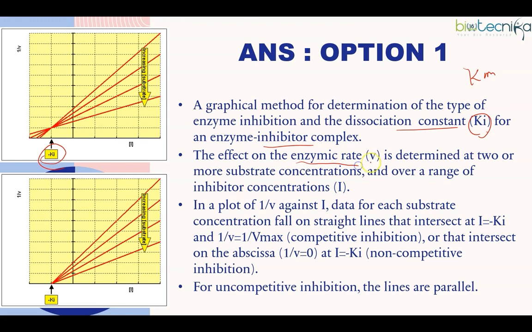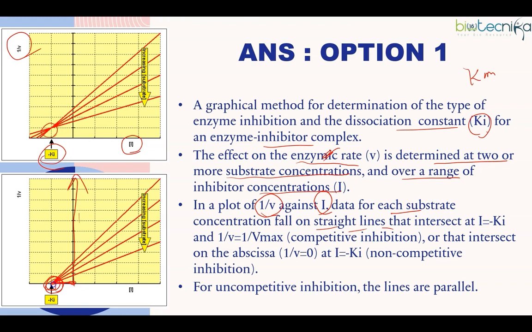Now the effect on the enzymatic rate is determined at 2 or more substrate concentrations and over a range of inhibitor concentrations. So basically, if you take a plot of 1 by V against I, that is concentration of inhibitor, that is what gives you a Dixon plot. Data for each substrate concentration will fall in a straight line. It's a straight line only. If it is competitive inhibition, then they will intersect at I equal to minus Ki and 1 by V equal to 1 by V max. And if it is non-competitive, then they will intersect on the abscissa, where 1 by V is equal to 0. So this is the 1 by V line, right?